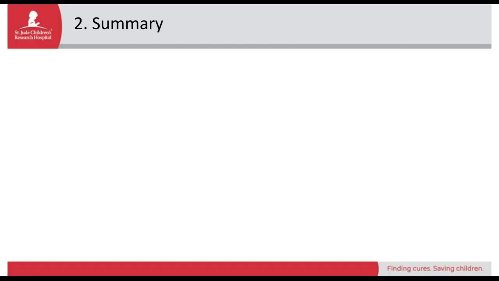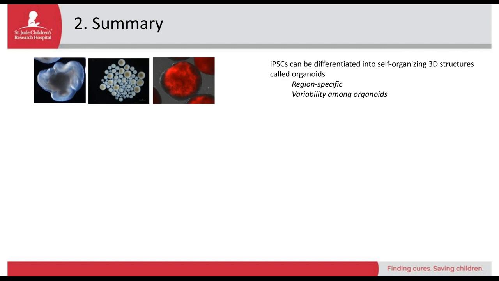So to summarize this part of my talk, I showed you that iPSCs can be differentiated into self-organizing 3D structures that mimic parts of the brain, called organoids. Depending on the protocol that you design and develop, these can be region specific. However, variability amongst organoids is a problem, and using a reporter line and screening organoids for specific endpoints or specific phenotypic features is very useful to address this variability.